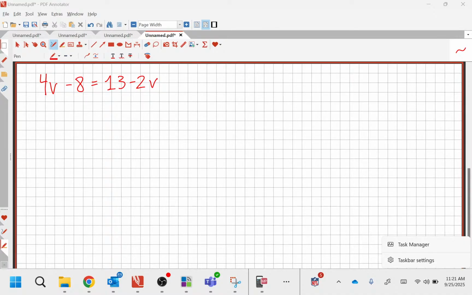Do I add the 2v? Yeah, that's beautiful. And now it's a two-step equation. And those are really easy, right?